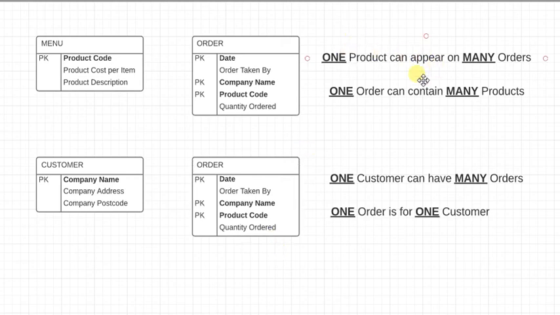So we need to deal with this many-to-many problem here. We've got one product can appear on many orders, and one order can contain many products. This one is fine, customer to order. Now, do we need to relate menu to customer? They're not directly related, only through the order, so we don't need to. You have to make decisions. You could have a relationship between menu and customer, but it's not appropriate here because the order is the one that sits in the middle of them.